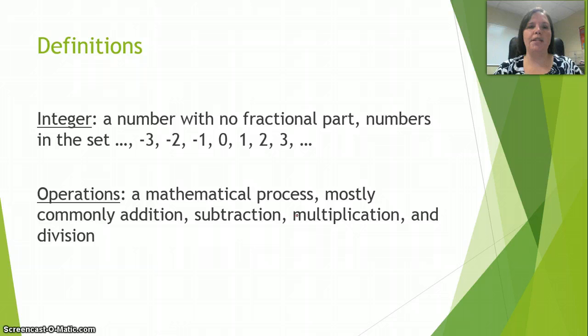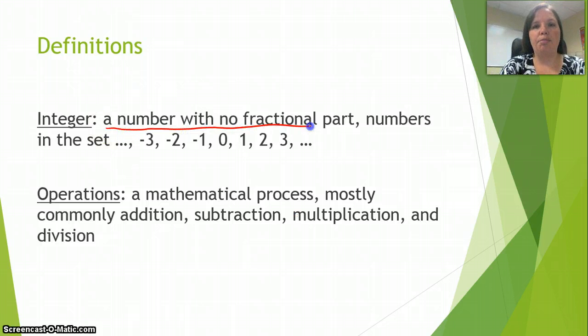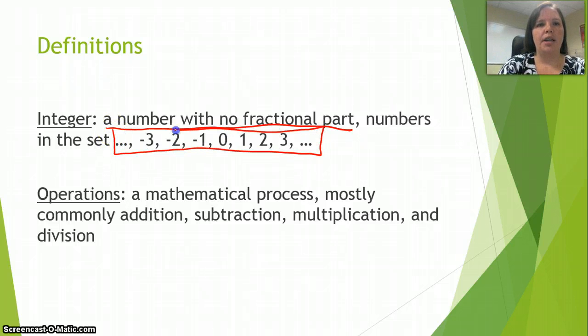When we say integer and operations, integers, a couple ways you can think about it. One is this first part of the definition here: any number with no fractional part. So what that really comes down to is that it's this set of numbers. You notice the three dots on each end telling you that the set continues in either direction, but it's basically negatives, it's positives, it's zero, but all of the numbers that don't have a fractional part.